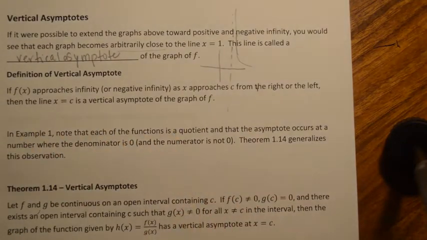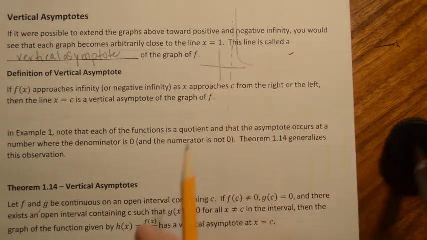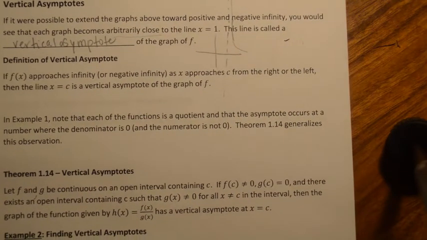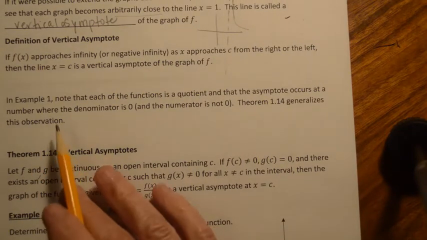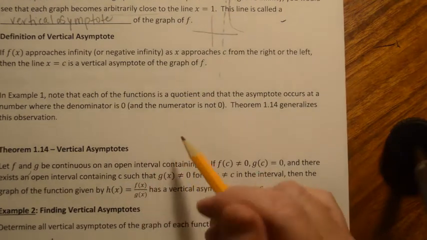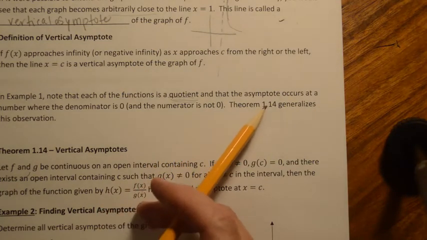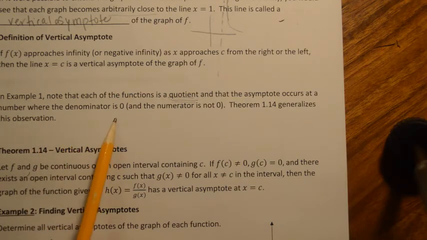All right, so if f of x approaches infinity or negative infinity as x approaches c, in our case it was 1, from the left or from the right, then the line x equals c is a vertical asymptote of the graph. All right, so again, in example 1, the one that we just finished with those 4 graphs, note that each of the functions is a quotient. All right, so that's not coincidental that it's going to happen when there's a quotient, and that the asymptote occurs at a spot where the denominator is equal to 0 and the numerator is not equal to 0.